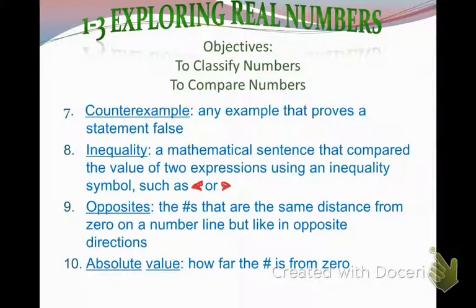And then you have what's called opposites. Those are numbers that are the same distance from 0 on a number line, but in the opposite direction. So 8 and -8 would be opposites. And then absolute value is how far the number is from 0.